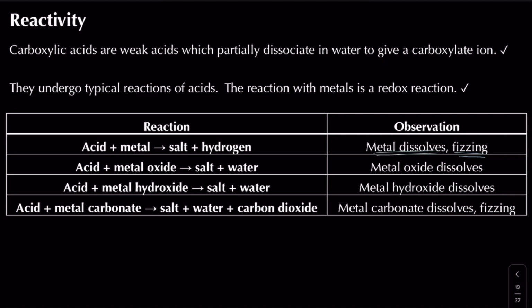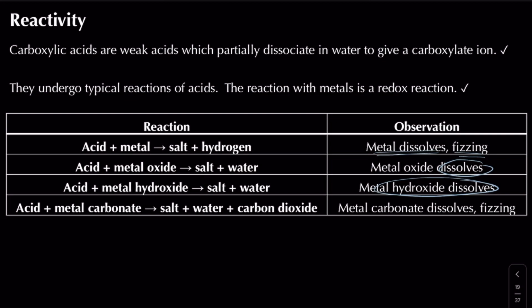Remember what a salt is? It's when the H+ of an acid is replaced with a metal or an ammonium ion. Now in the next case, we've got an acid reacting with a metal oxide. That metal oxide dissolves, and what we end up forming is salt and water. Acids with metal hydroxides, you've got to look at the state symbols. If we're dealing with a metal hydroxide, if it's a solid, it will dissolve. If it's aqueous, then you see no visible change.